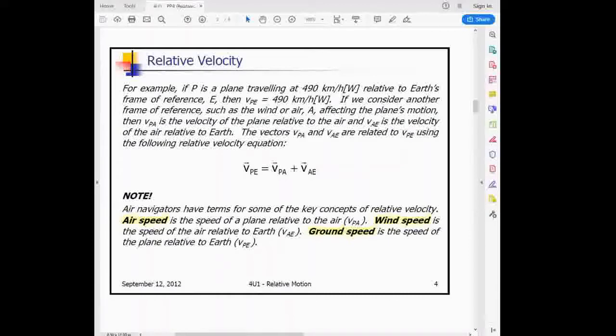And then lastly, we have the velocity of the air relative to the Earth, and that would be V_AE. So velocity of A, which is the air, relative to E, which is the Earth. And we call that wind speed. And going back to the velocity of the plane, the V_PE, that's sometimes called the ground speed as well. These are terms that are used when talking about relative velocities of any object that's traveling with respect to the Earth while it's also experiencing wind as well.